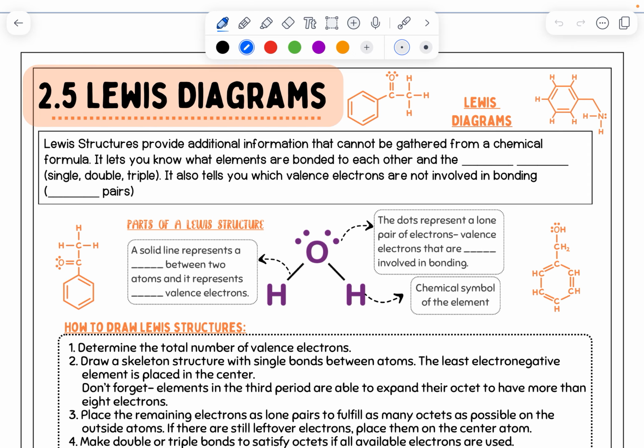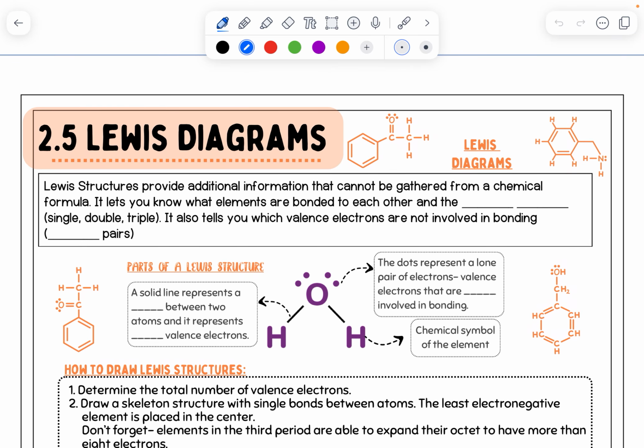And a key to remember about Lewis diagrams is these are only done for covalent bonds. So bonds between nonmetals. So we don't use these diagrams for ionic bonds, metallic bonds. So again, these are only for covalent bonds.